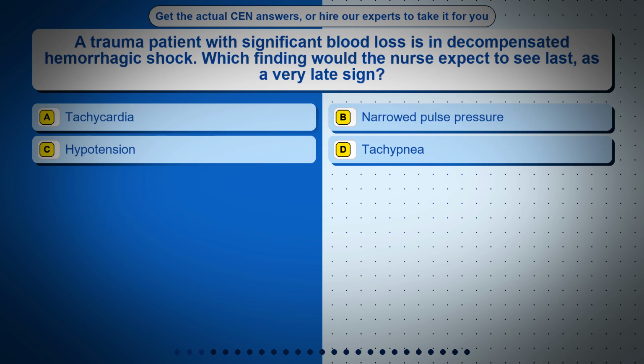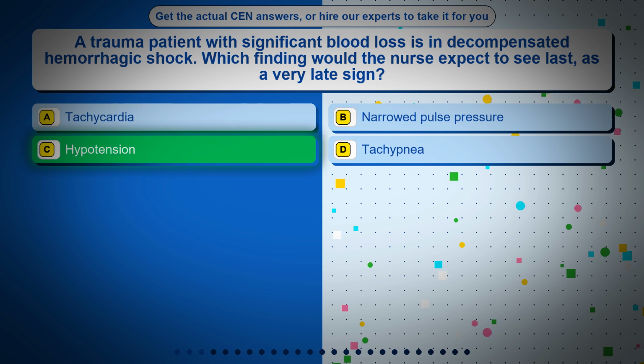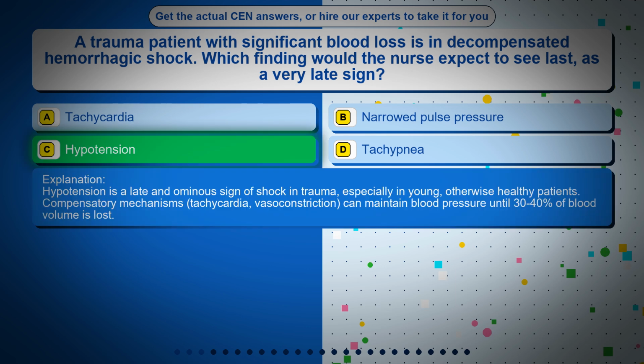Question 3. A trauma patient with significant blood loss is in decompensated hemorrhagic shock. Which finding would the nurse expect to see last, as a very late sign? Option A, tachycardia, option B, narrowed pulse pressure, option C, hypotension, option D, tachypnea. The correct answer is option C, hypotension. Hypotension is a late and ominous sign of shock in trauma, especially in young, otherwise healthy patients. Compensatory mechanisms, tachycardia, vasoconstriction, can maintain blood pressure until 30 to 40% of blood volume is lost.